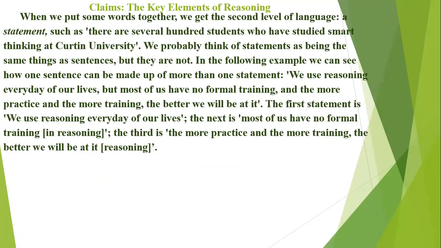When we put some words together, we get the second level of language, a statement, such as there are several hundred students who have studied smart thinking at Curtin University. We probably think of statements as being the same things as sentences, but they are not. In the following example we can see how one sentence can be made up of more than one statement. We use reasoning every day of our lives, but most of us have no formal training, and the more practice and the more training, the better we will be at it. The first statement is, we use reasoning every day of our lives. The next is, most of us have no formal training in reasoning. The third is, the more practice and the more training, the better we will be at reasoning.